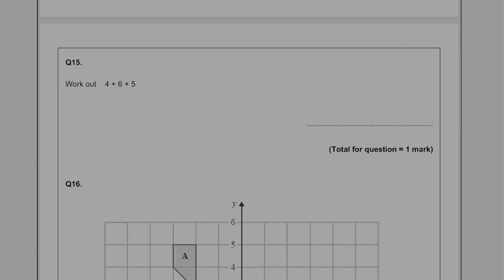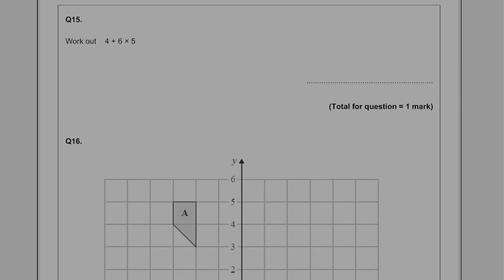Okay, question 15, work out 4 plus 6 times 5. So this is checking our understanding of BIDMAS. So brackets first, indices, division and multiplication in the order that they appear, addition and subtraction in the order that they appear. So we're going to be doing our multiplication first here. So that's going to become 4 plus 30, which is going to become 34.